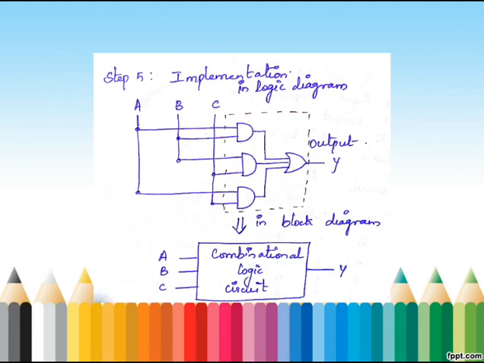And this logic diagram can also be converted into a block diagram. The logic gates are converted into a combinational logic block, and then the input variables are A, B, C and the output variable is Y. So this is a proper way to design any combinational logic circuit for a given problem statement.